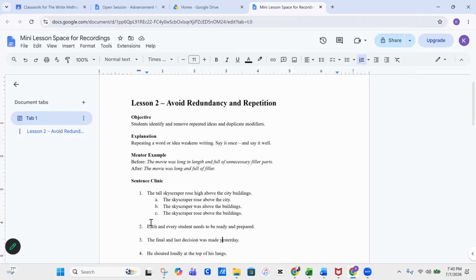Okay. Let's look at this. Each and every student needs to be ready and prepared. Well, okay. Each and every, we can just limit that to students to be ready. Okay. That's all. Students need to be prepared.